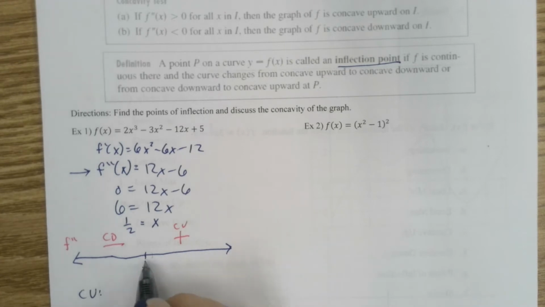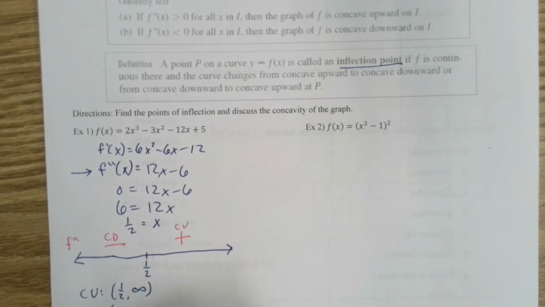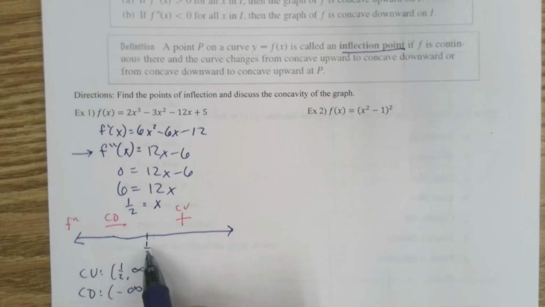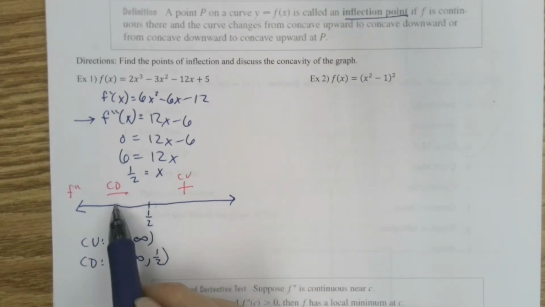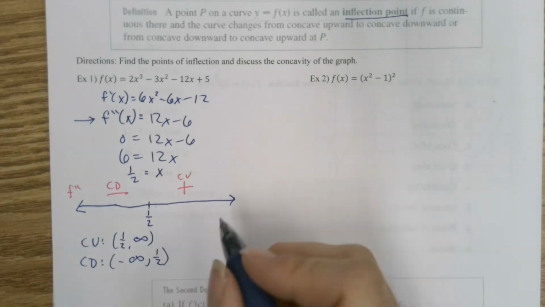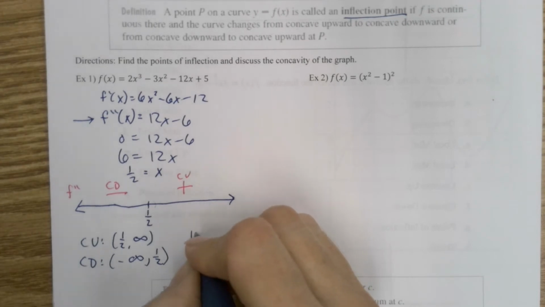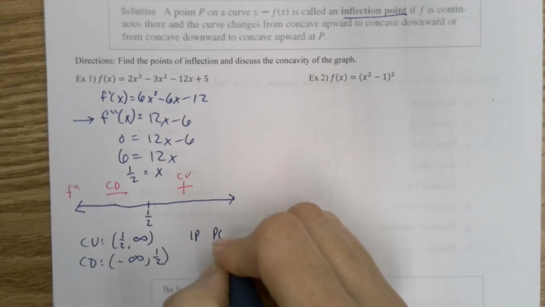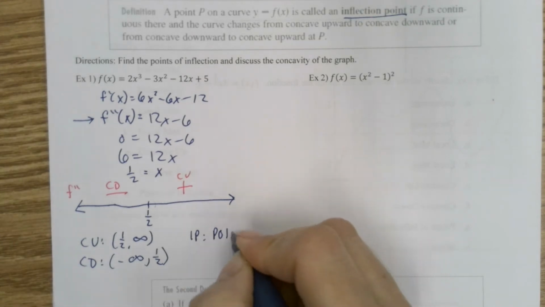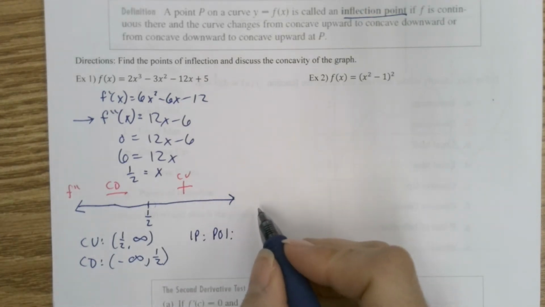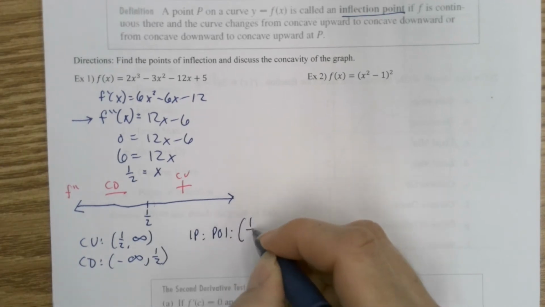So it is concave up from 1/2 to infinity. It is concave down from negative infinity out to 1/2. I'm not including those endpoints because at 1/2, my second derivative is 0. It's neither positive nor negative. Okay, so we do have a sign change, a concavity change, which means there is an inflection point. You can call that an inflection point, or a point of inflection, whatever you want to refer to it as. And our x-coordinate of that point of inflection is 1/2.